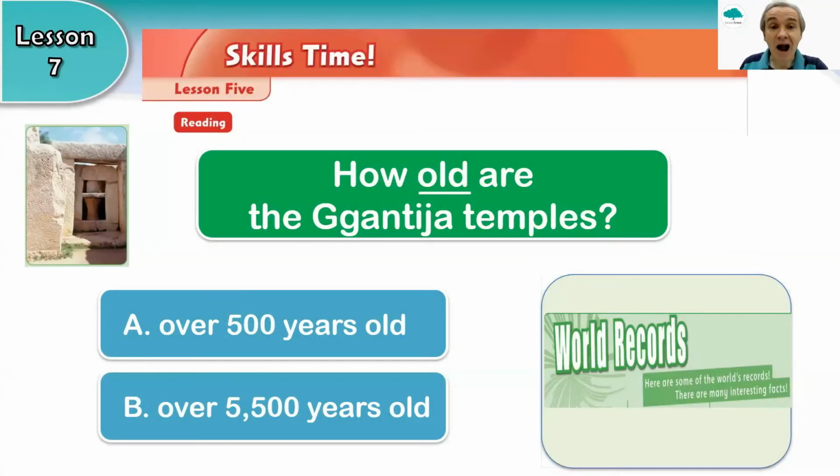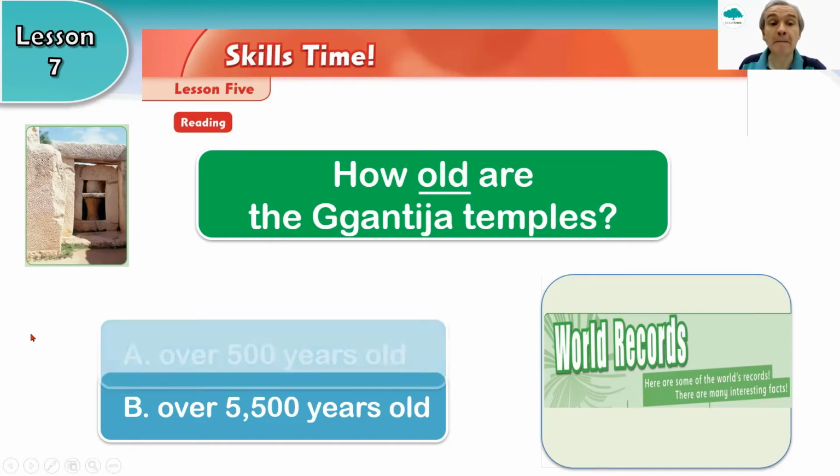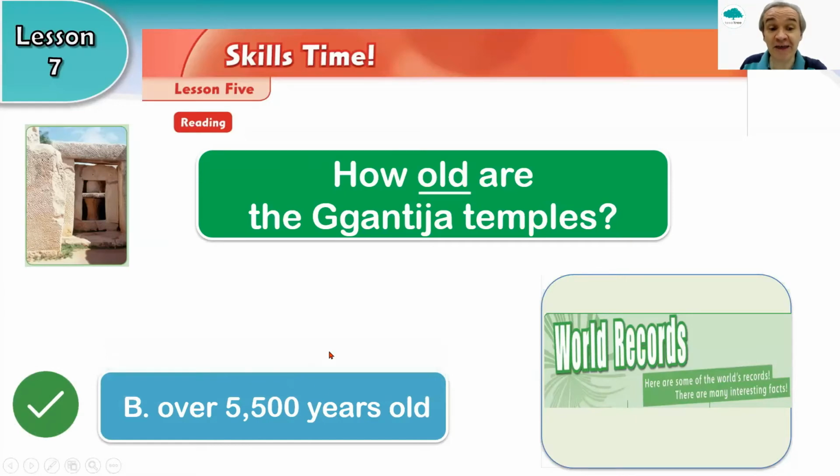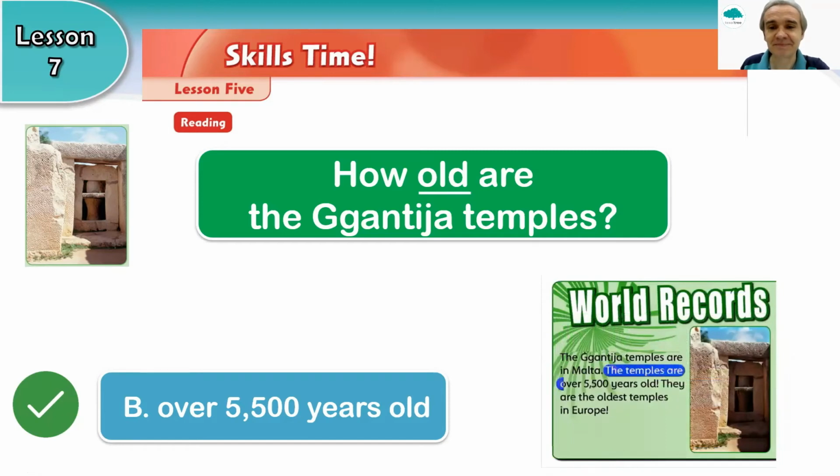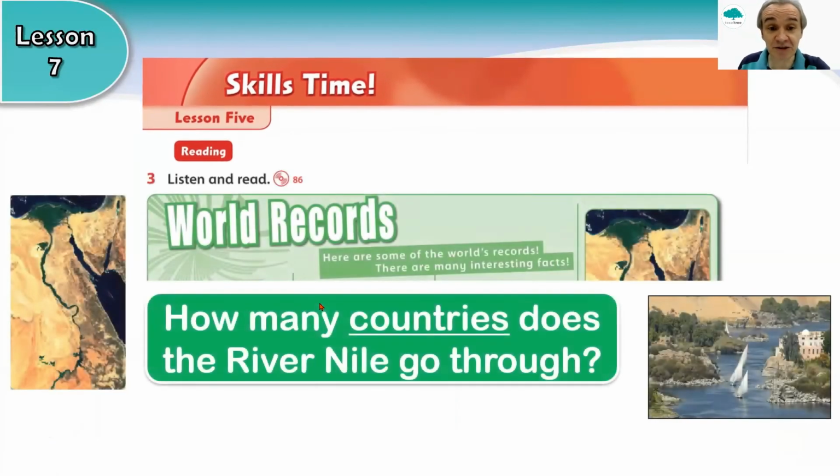Okay, so how old are the Gigantia temples? Is it A or B? And the answer is B, over 5,500 years old. Let's check. The temples are over 5,500 years old. Good.